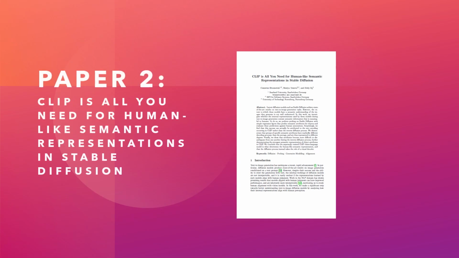Let's now dive into the second paper with the title "CLIP is all you need for human-like semantic representations in stable diffusion." A mouthful. This paper investigates how stable diffusion can generate images which align with human interpretations of a text prompt. In other words, why does a text prompt like an oil painting of a cat generate an image which matches our expectations?